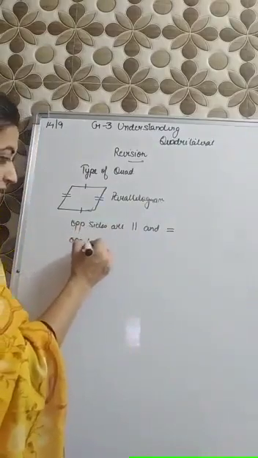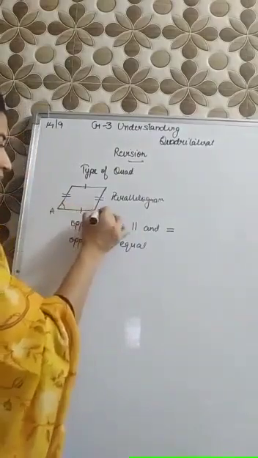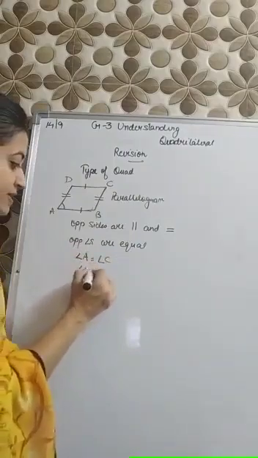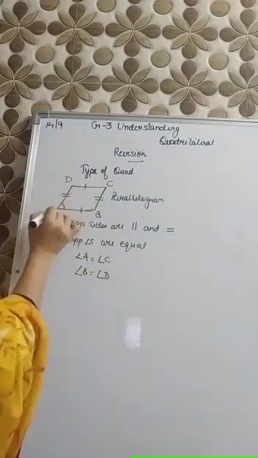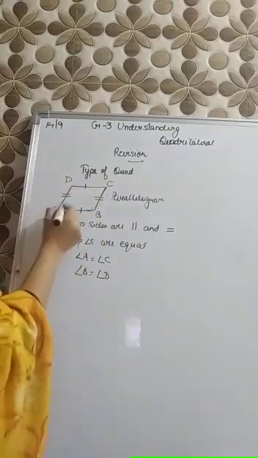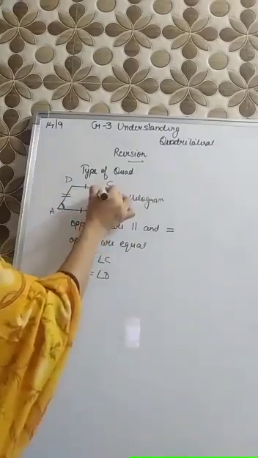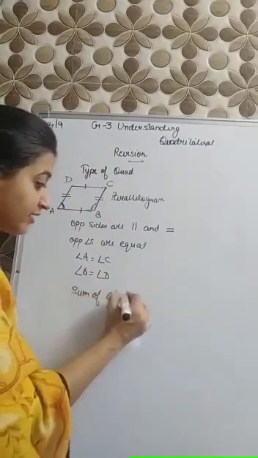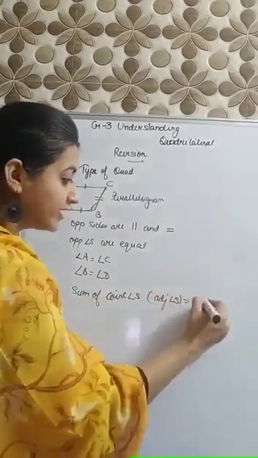Opposite angles are equal. This angle A is equal to angle C and angle B is equal to angle D. And next is, as you know that these sides are parallel and equal, so can we say that angle A plus angle B is equal to 180 degree, angle B plus angle C is equal to 180 degree? That means sum of co-interior angles, or you can say adjacent angles, is always 180 degree.